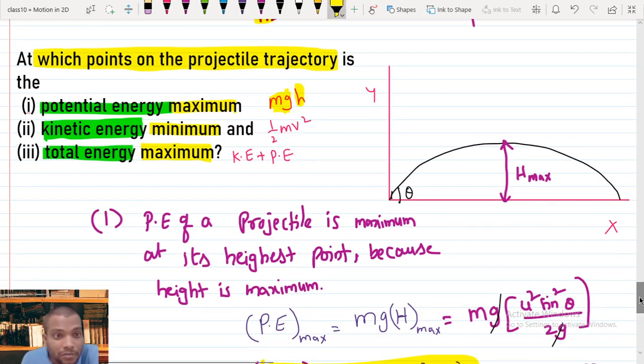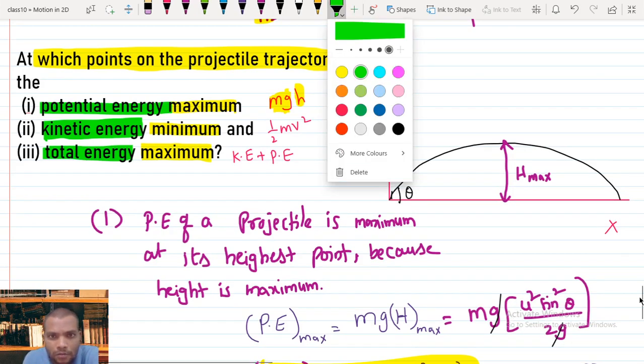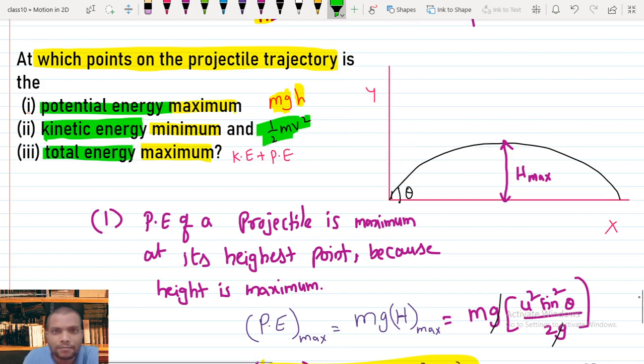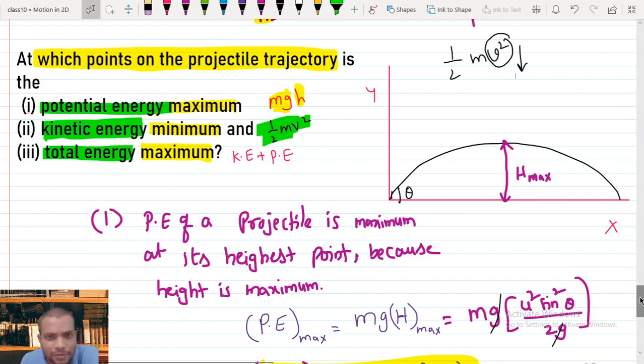So when it comes to the kinetic energy minimum, to discuss that, look into the formula. Kinetic energy formula is equal to half mv square. So I need to find in the projectile motion where the velocity is less. Then only can I get the kinetic energy minimum, because its formula goes to half mv square.